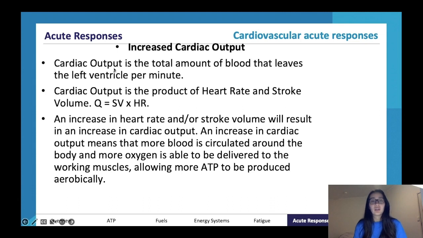This increases the total amount of blood that leaves the left ventricle per minute. Therefore we've got increased oxygen going to our working muscles, and increased reliance on the aerobic system as opposed to the anaerobic system. Less reliance on the anaerobic glycolysis system means less production of metabolic fatigue byproducts, such as lactic acid and its associated hydrogen ions, which cause fatigue. Therefore we've got less fatigue and more effective exercise or energy production.